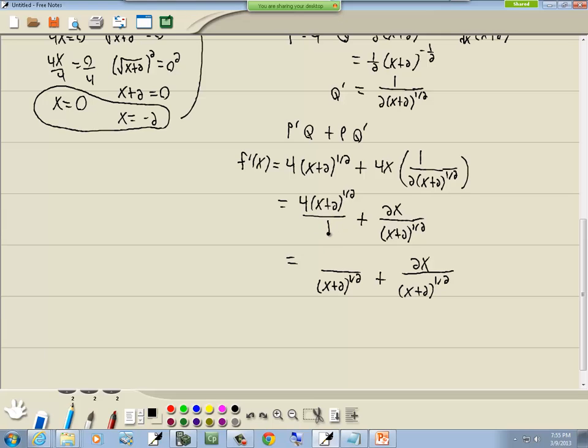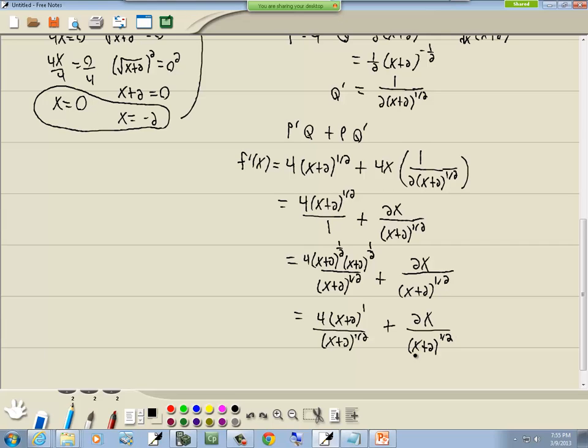But on our first fraction, we multiplied the bottom part by x plus 2 to the 1/2, so we have to multiply the top part by x plus 2 to the 1/2. There we go. Now x plus 2 to the 1/2 times x plus 2 to the 1/2, since they're both x plus 2, we'll add the exponents. 1/2 plus 1/2 gives us 1. So we got x plus 2 to the first power over x plus 2 to the 1/2 plus 2x over x plus 2 to the 1/2.